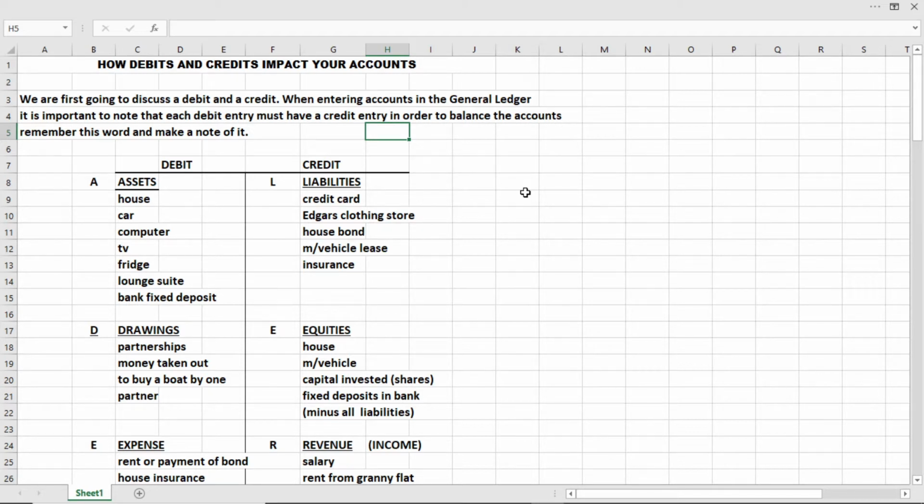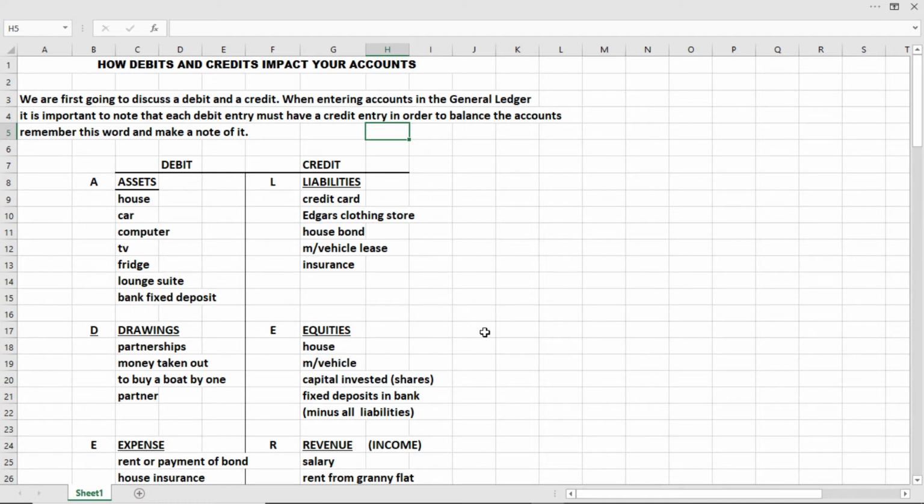Alright, so let's get started. We are first going to discuss a debit and a credit. When entering accounts in the ledger, it's important to know that each debit entry must have a credit entry in order to balance the accounts. Remember this word and make a note of it. Okay, so debit and credit.